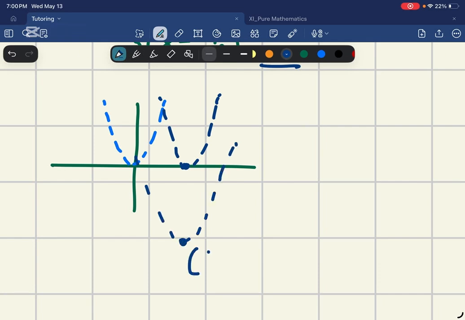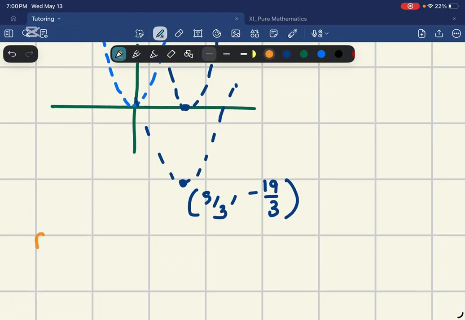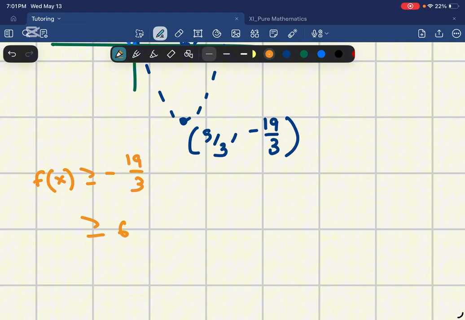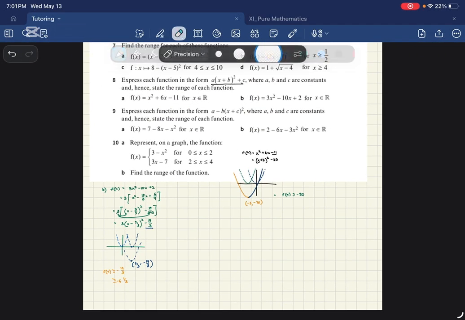So this is positive 5 over 3, comma, negative 19 over 3. So therefore, your range is going to be f of x is bigger than or equal to negative 19 over 3, which, if you now write this as a mixed fraction, is negative 6 1 over 3. All right, so that is your solution to question 8.